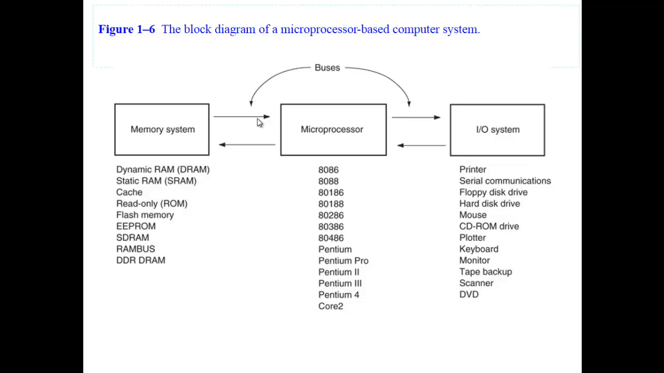So first, in this part, memorize that in any microprocessor-based computer system, there are three blocks: microprocessor, memory system, and I/O system. These three parts are interconnected by buses. There are three kinds of bus: data bus, control bus, and address bus. That's the first part of this chapter. Thank you.